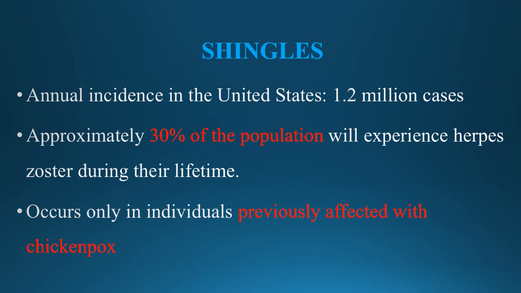Shingles. Annual incidence in the United States is about 1.2 million cases. Approximately 30% of the population will experience herpes zoster during their lifetime. It mainly occurs only in individuals previously affected with chickenpox.